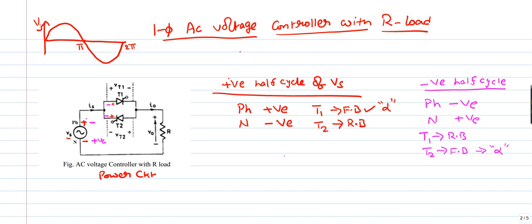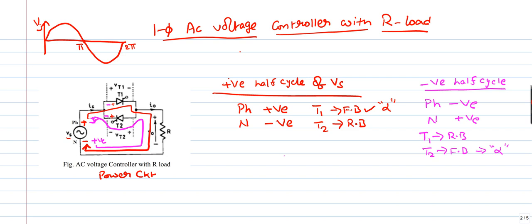So the current flow starts from phase terminal to T1, to resistive load, to neutral. So this is the current path when T1 is in conduction. When T2 is in conduction, the current flow starts from neutral to resistor to T2 to phase terminal. So this is the current path when T2 is in operation.